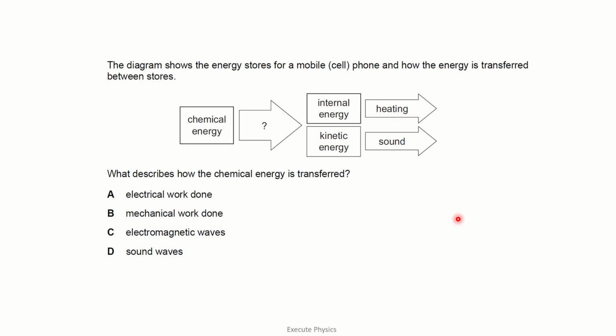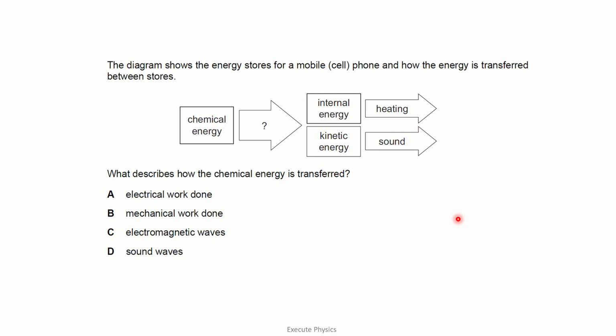Okay. So the next question is, it's again a paper 2 question. The diagram shows the energy stores for a mobile or a cell phone and how the energy is transferred between stores. What describes how the chemical energy is transferred? So where is this chemical energy? This chemical energy is within the battery. So chemical energy is transferred to internal energy and kinetic energy, creating heat and sound.